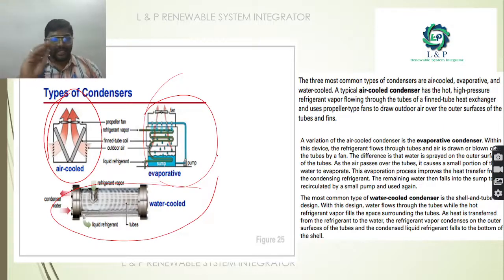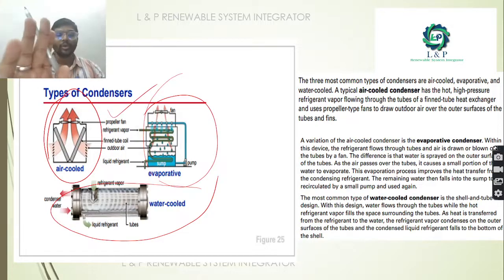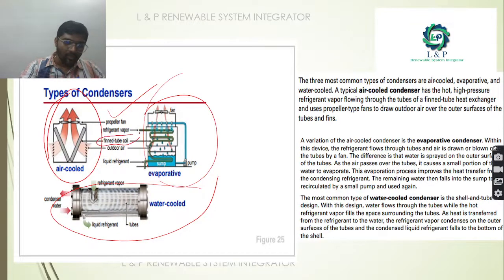So in the air cooled type, as you can see here, we have a propeller fan. So only with the help of air we are going to cool down. We don't have any refrigeration vapors. Okay, and also we have a fine tube coil. We also have the outdoor air.